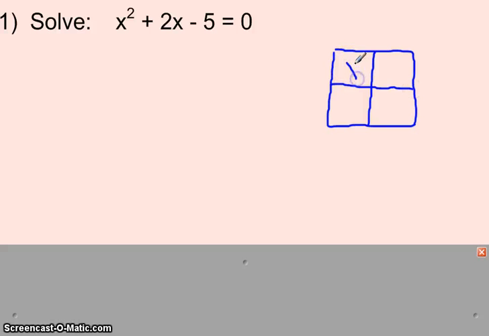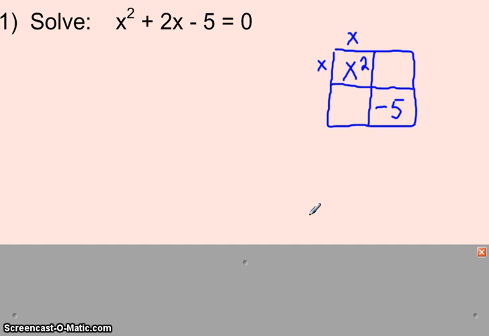Put my x squared here. Put my minus 5 here. And I'm going to put my x and my x here. And what I want you to do is pause the video and see if you can solve this. And when you're ready to go, unpause it and we'll go over it.